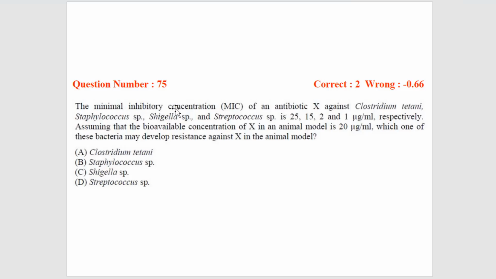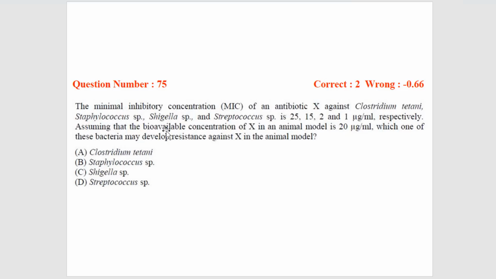The minimal inhibitory concentration of an antibiotic X against Clostridium tetani, Staphylococcus species, Shigella species, and Streptococcus species is 25, 15, 2, and 1 mg per ml respectively. So it is given for each of these bacteria. Assume that the bioavailable concentration of X in an animal model is 20 microgram per ml.